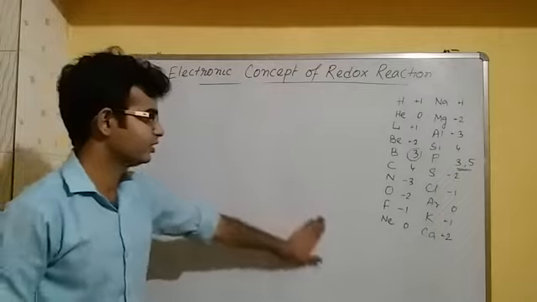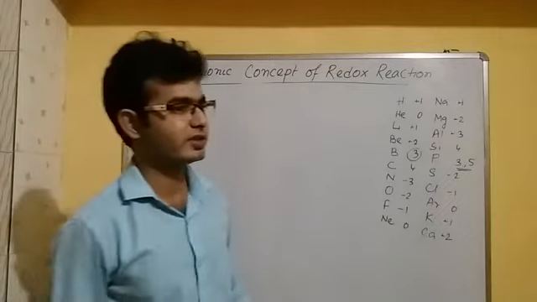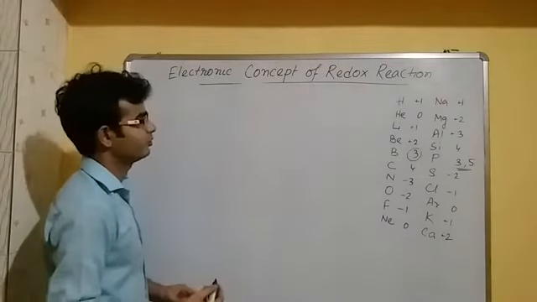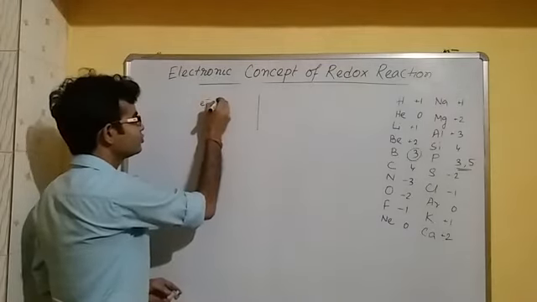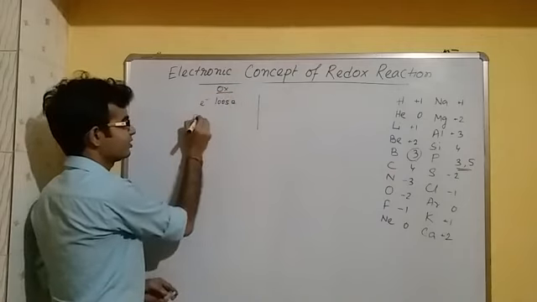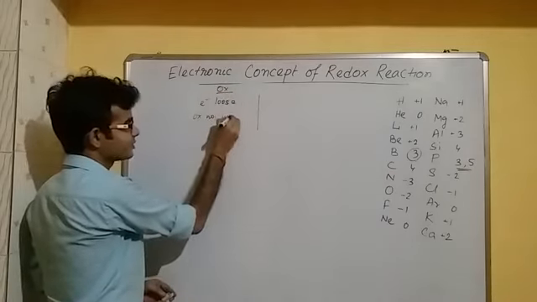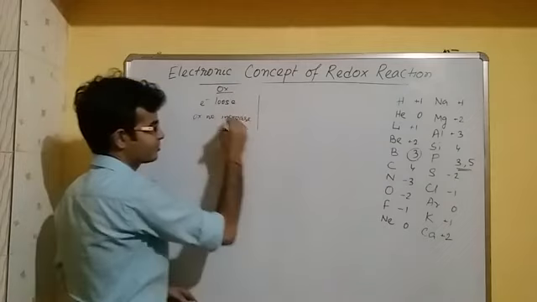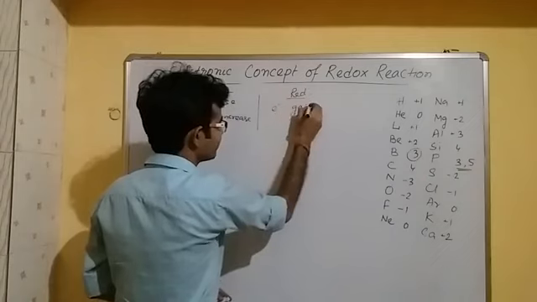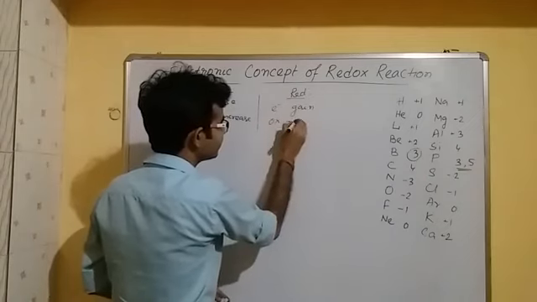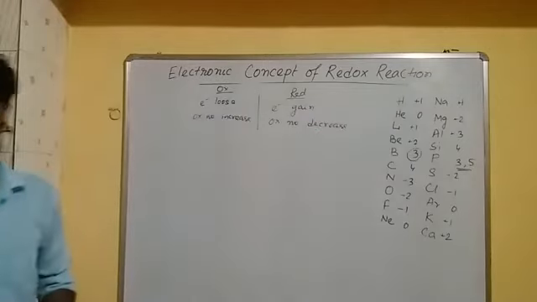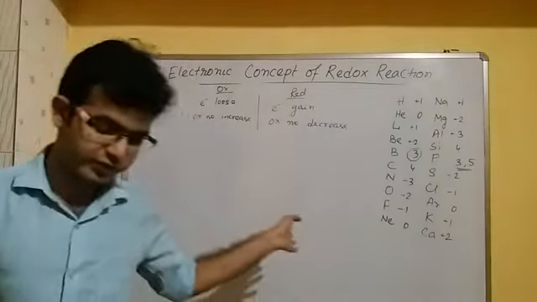Here is the oxidation and reduction reaction on the basis of the electronic concept. Electron loss means oxidation, electron gain is reduction. Remember this one: electron loss is oxidation, and the oxidation number increases. In case of reduction, electron gaining takes place and the oxidation number decreases. Write this down also, so easily you can identify this one.